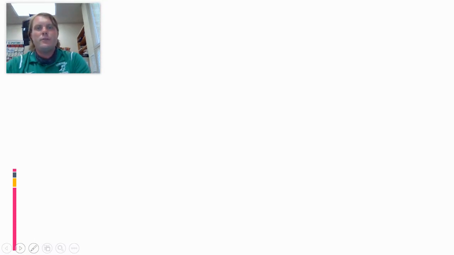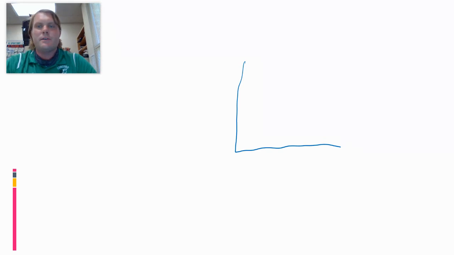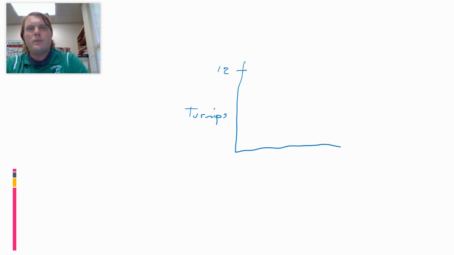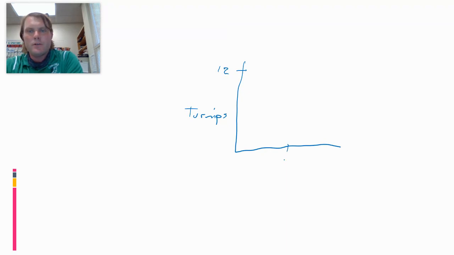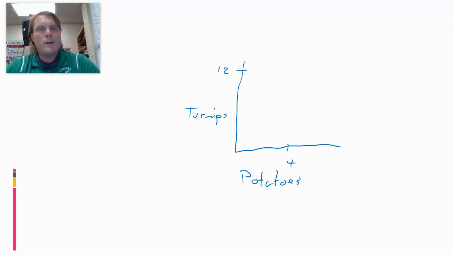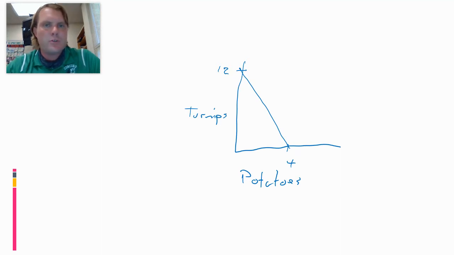All right. So the first thing I'm going to do anytime I have a problem like this is draw my axes. And again, sometimes you'll have axes available to you. Other times, usually not. Okay. So I double checked what I need to draw. I got turnips. And I can produce 12 turnips. All I got to do is label that one point right there. So I can produce 12 turnips or 4 potatoes. So I produce 4 units of potatoes. Okay. And now all I got to do is connect these dots. And that's it. Okay, so now I'm set. I've got my production possibilities graph.